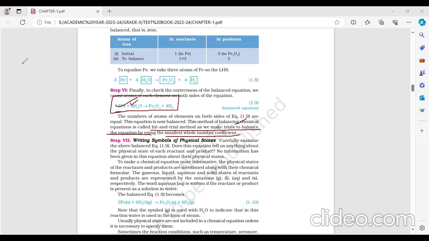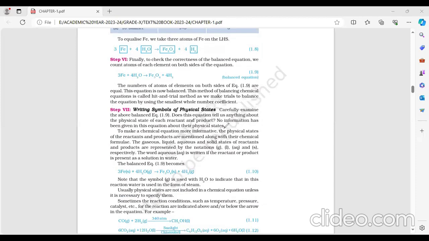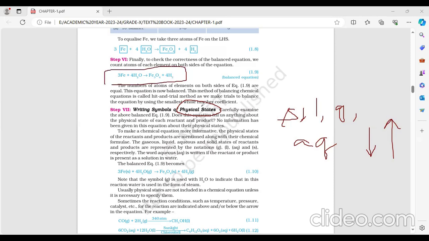Now what is the next procedure? You need to write the physical states also in brackets. What are the physical states? There are 3 types of states: solid state, liquid state, and gaseous state. Suppose it is dissolved in water, then it is aqueous, and we write aqueous also. For a precipitate, arrow down. For a gas, arrow up. For solid we write S. So after balancing, we need to write the physical state also.